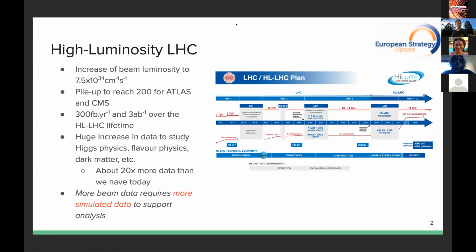So that's a massive increase in the amount of data that we have to study Higgs physics, flavor physics, dark matter, the whole of the LHC program. And it's about 20 times more data than we have today. So this, of course, lays down a big challenge for simulation, because all of this beam data means that we need more simulated data to support the analysis that we would like to do.